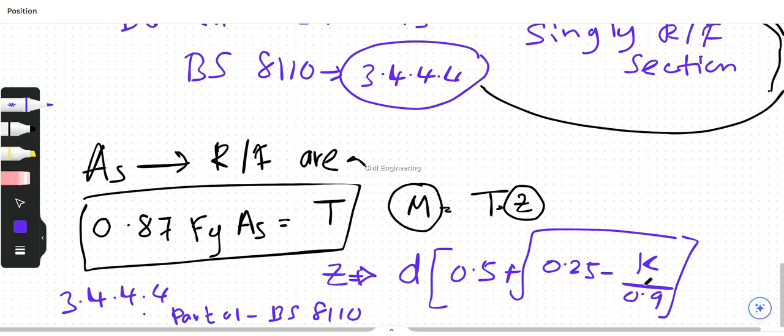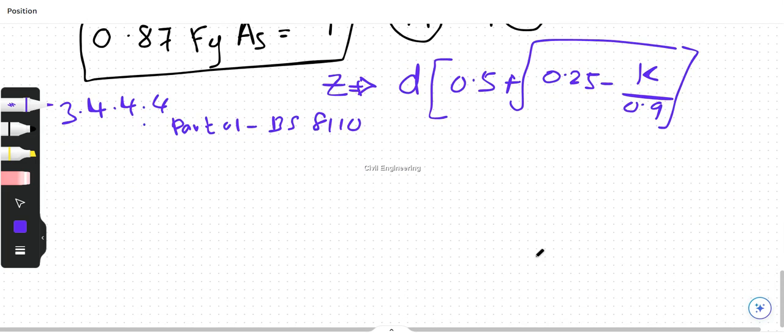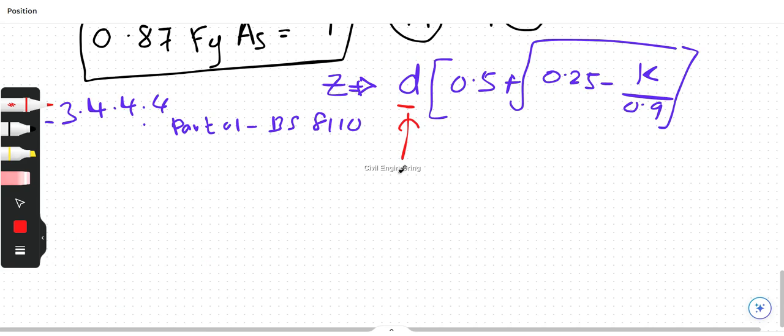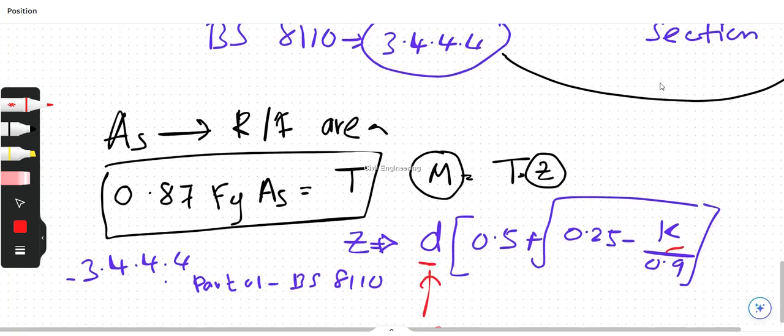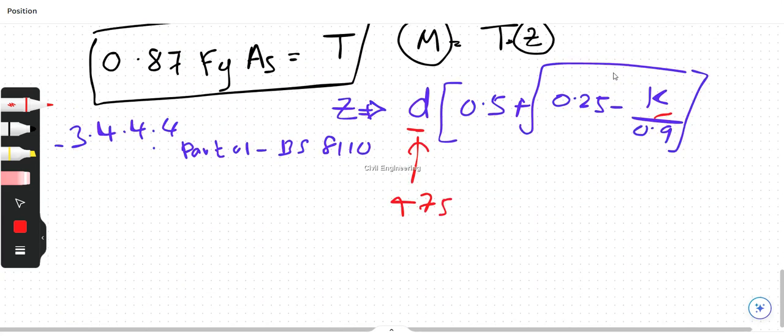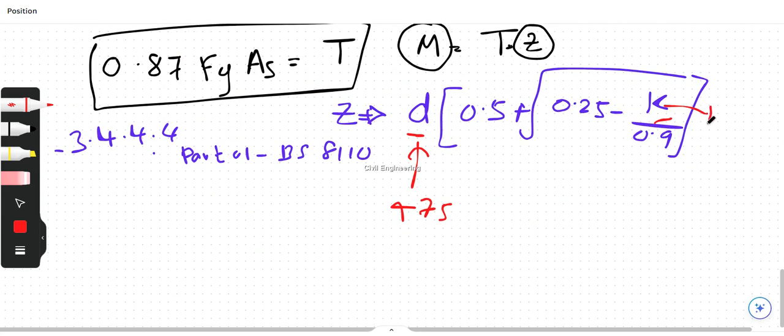By solving this equation, as we know the value for d, that is 475. We know the value for K. K is equal to 0.1108. As we know all values, we can calculate Z by using a calculator.